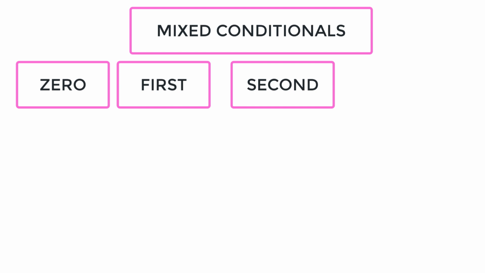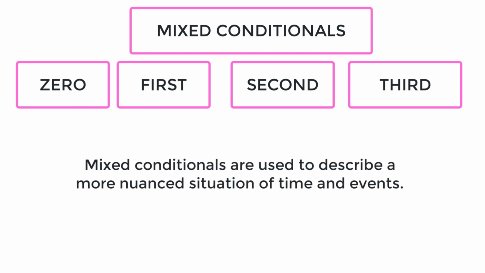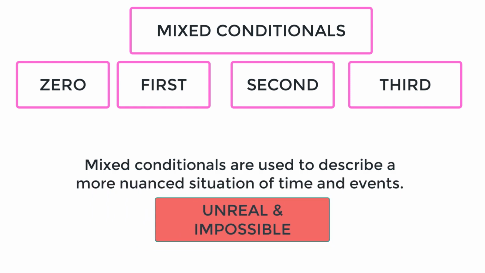Now let's go on to mixed conditionals. Now that we have reviewed the 0, first, second, and third conditional, let's go on to mixed conditionals. Native speakers use mixed conditionals all the time. Remember, often we want to describe a more nuanced situation of time and events, and mixed conditionals can do this. Mixed conditionals are still unreal and impossible situations.